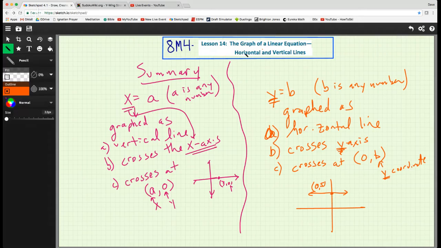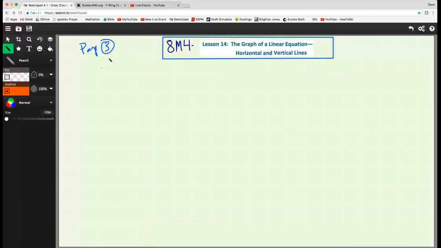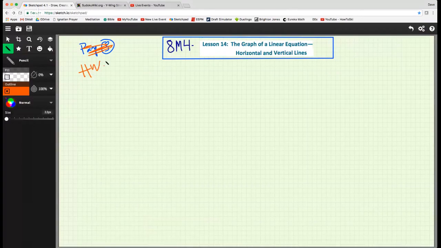So that's our summary. This is the whole kit and caboodle for lesson 14. Now we're going to do 2 examples. We're going to do 2 homework help examples just to make sure you really, really got it. This is not page 3. This is your homework help.